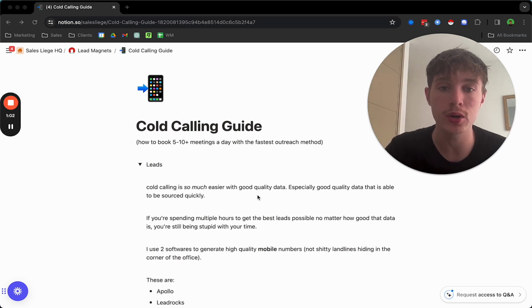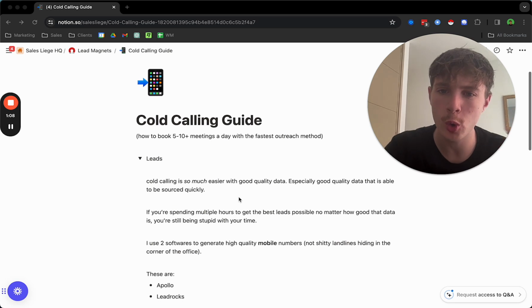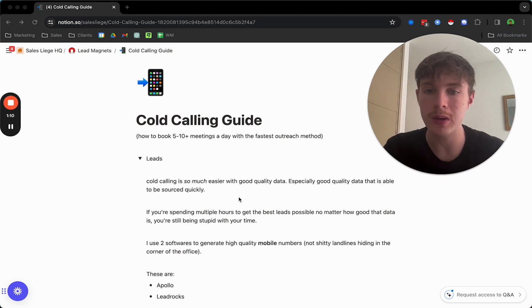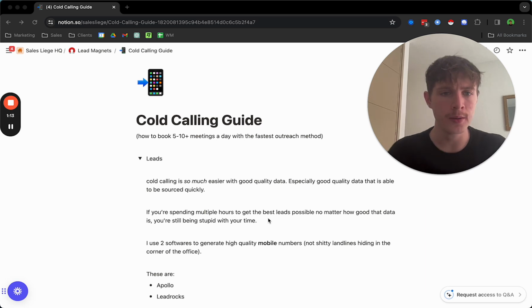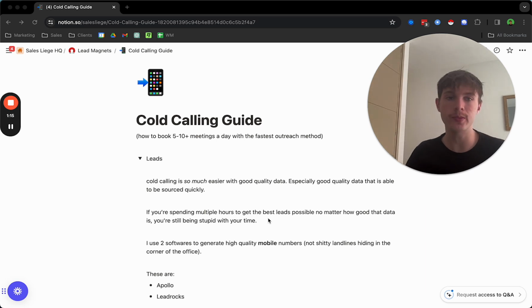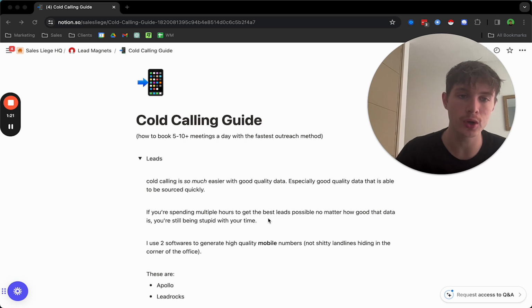You need to make sure you're calling mobiles. And not only does the data need to be good, but it also needs to be sourced quickly. So if you're spending multiple hours to get the best leads possible, you're still being stupid with your time, because you could spend that time doing so many other high leverage things. And there are ways to get good quality mobile numbers quickly as well.